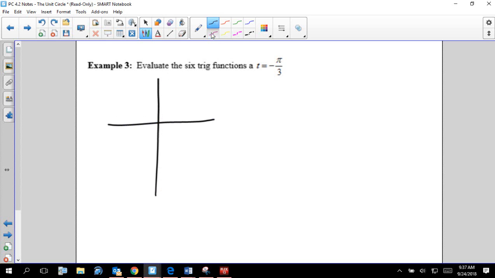So I'm going to go find -pi/3. What degree is pi/3? 60. So I'm going to go -60 degrees. That's about here. And then I have to find my reference angle, which is going to be 60 degrees, or just pi/3. If we're asked what our reference angle is, pi/3. But it's a 60 degree.